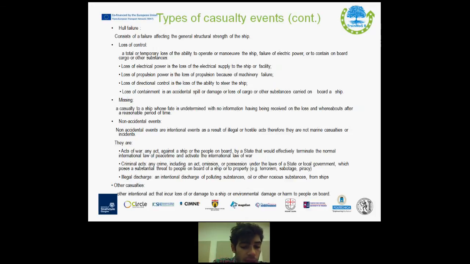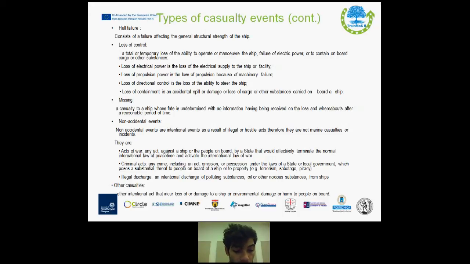Criminal acts, any crime, including an act, omission or possession under the laws of a state or local government, which poses a substantial threat to people on board of a ship or to property. Terrorism, sabotage, and piracy can be added to this category. Finally, illegal discharge, where an intentional discharge of polluting substances, oil or other noxious substances from ships occurs.